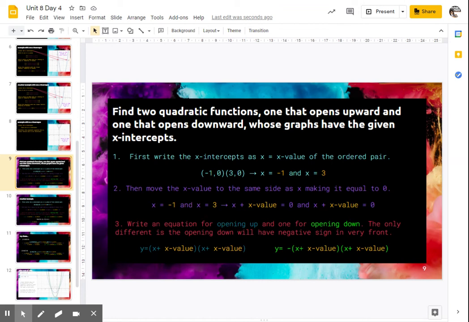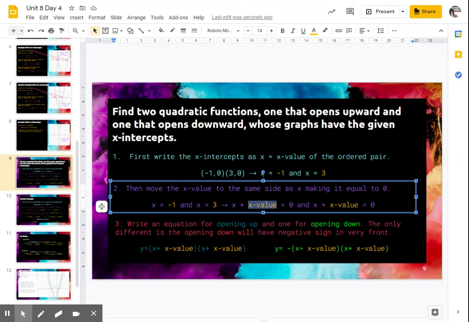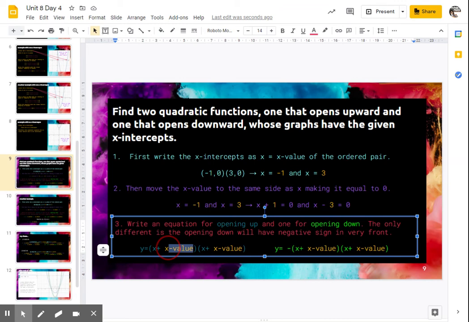Now I'm going to move it over on step 2. The first one is going to be a positive 1. This other one, we're going to have to change this to a minus, and it's going to be a 3. Because it was a positive 3, and I move it over, it's going to be a negative 3. Now the third step is to write the equation for opening up. So we just write it the same way we did the other one. Plus 1, minus 3, and that's it. So this is opening up.